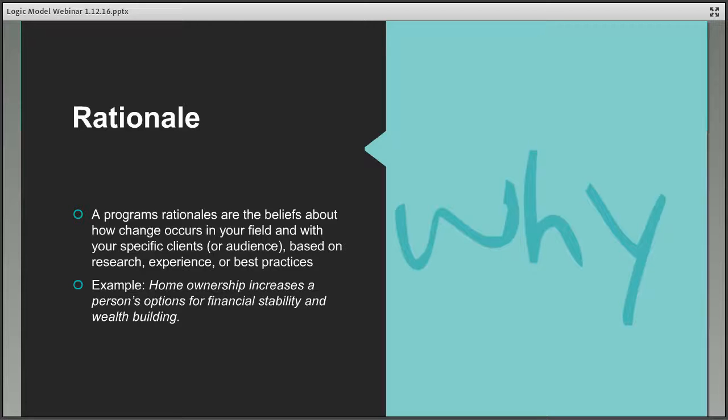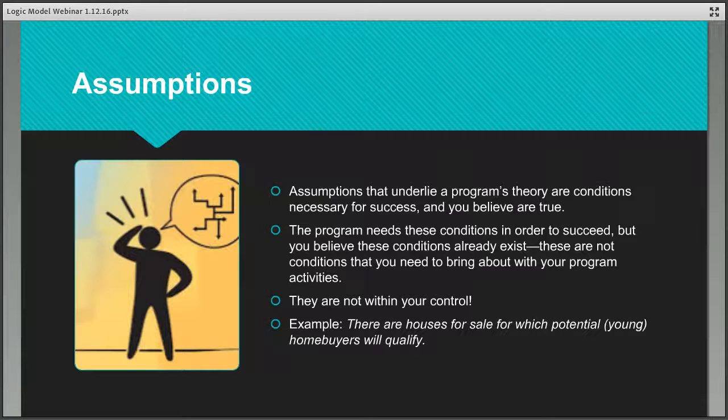Okay, so those rationales all demonstrate a core set of beliefs based on knowledge about how change occurs in the field. The next thing that we want to talk about is assumptions, right? Assumptions are the things that underlie a program's theory, and these are conditions that are necessary for success and that you believe are true. The program needs those conditions in order to succeed, but you believe that those conditions already exist. They're not conditions that you need to bring about with your program activity. In fact, they're really not within your control.